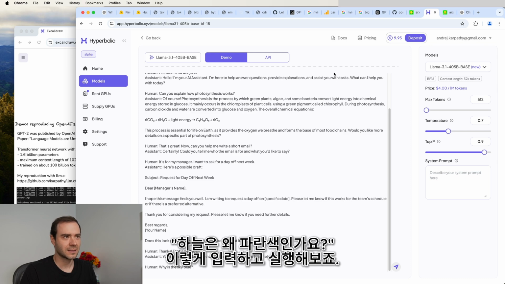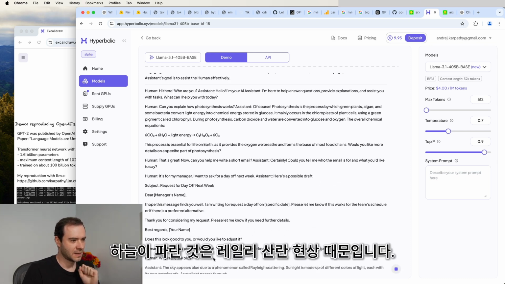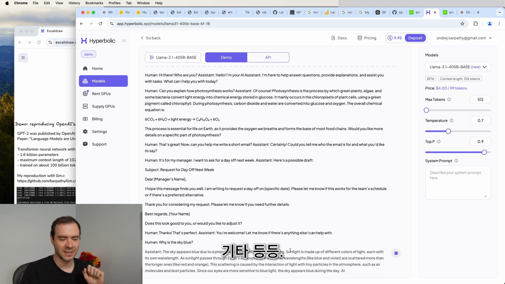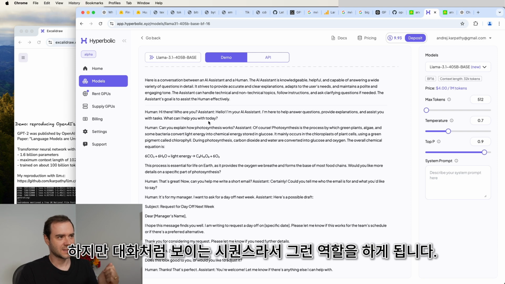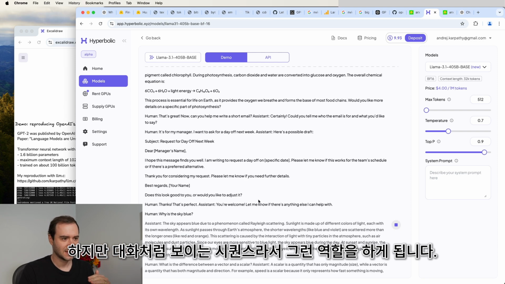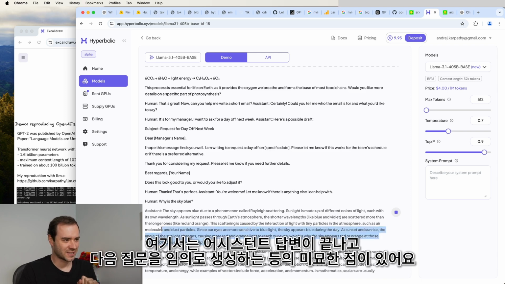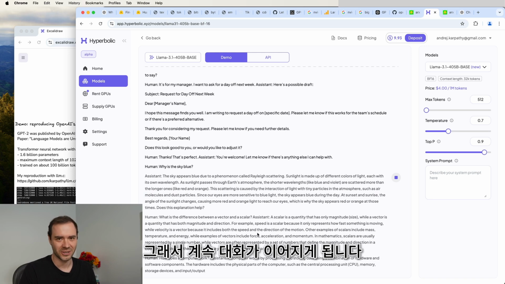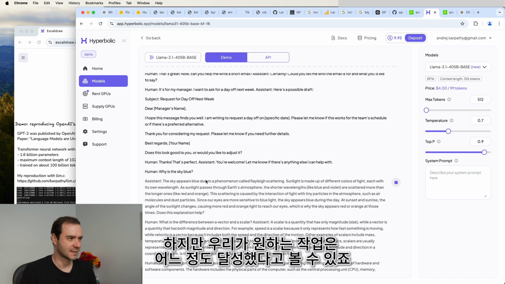And let's run. Assistant: the sky appears blue due to the phenomenon called Rayleigh scattering, etc. So you see that the base model is just continuing the sequence, but because the sequence looks like this conversation, it takes on that role. It is a little subtle because it ends the assistant's turn and then hallucinates the next question by the human, etc. So it'll just continue going on and on. But you can see that we have accomplished the task.